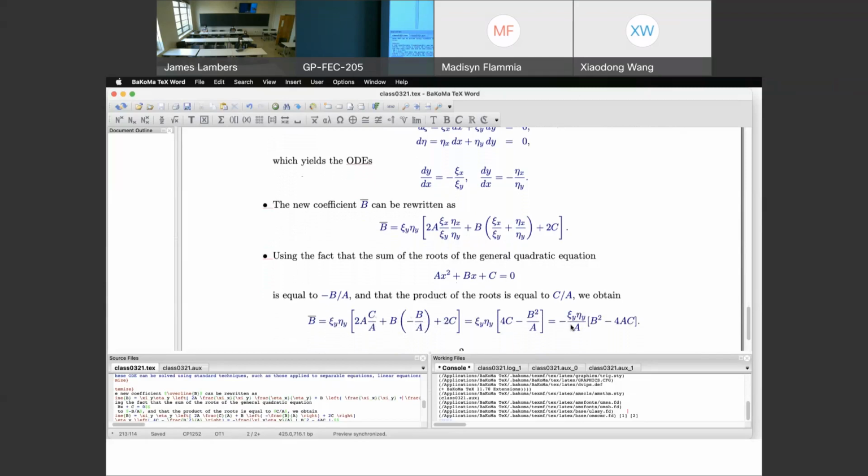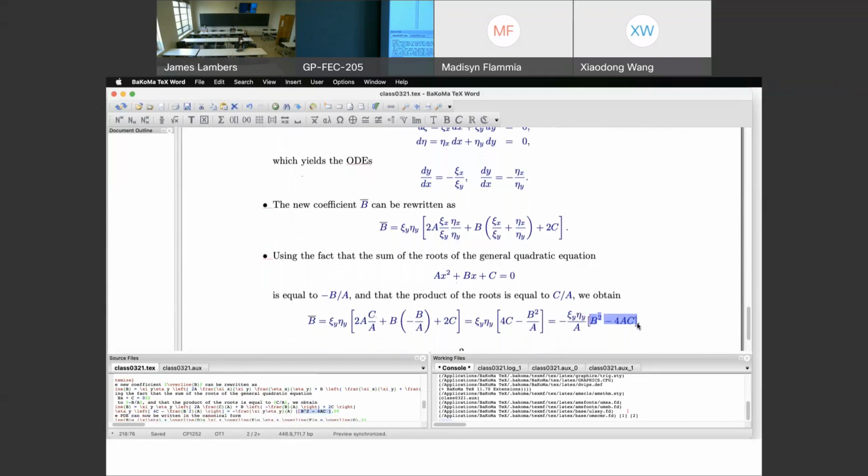And what do we get? If I factor out a 1 over a, or minus 1 over a, I get this b squared minus 4ac, which I already know is supposed to be positive. Otherwise, I couldn't be doing this in the first place. So that's my formula for the new coefficient, b bar, in the transformed PDE. It's the discriminant, which we're assuming is positive in this case, times this scaling factor.